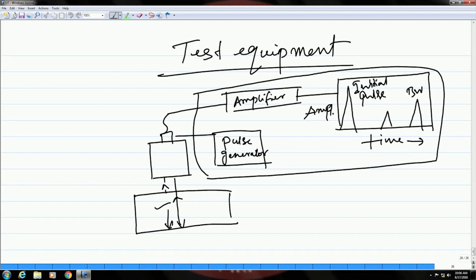We first discussed the basic principle, and then we saw the different kinds of ultrasonic probes. And then in the last class we saw the different parts of the test equipment which is used for doing ultrasonic testing. Okay. So, we will continue on this and we will see the other aspects of this particular technique.